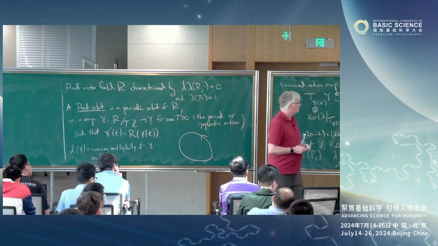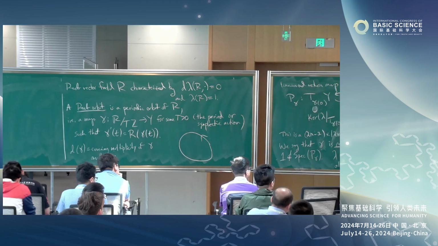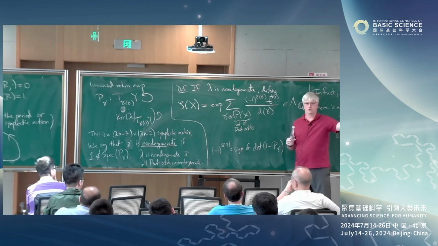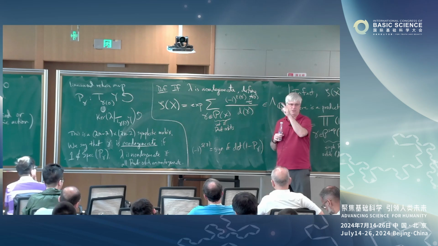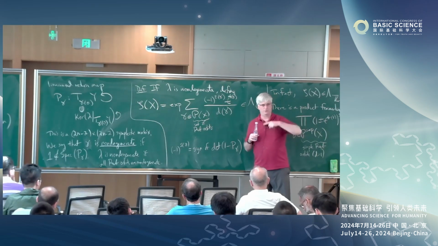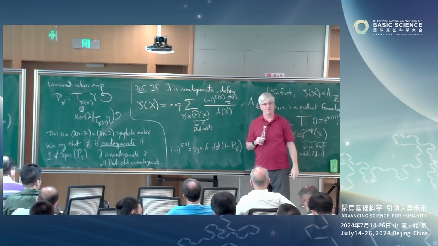D of gamma is the covering multiplicity of gamma. So it's a positive integer. If gamma goes around a circle once and it's an injective map, then D is equal to 1. If I go around the same circle 3 times, then D of gamma is 3.